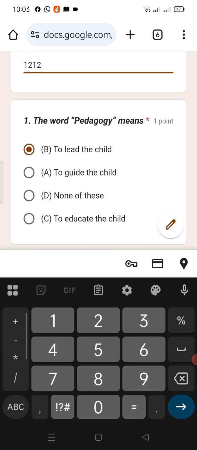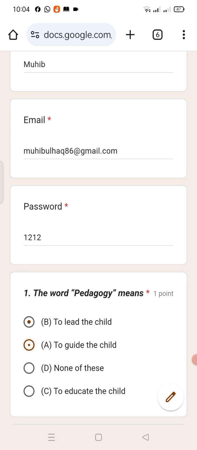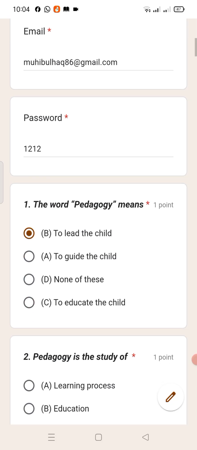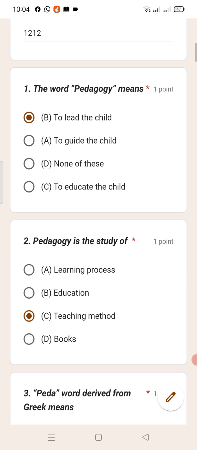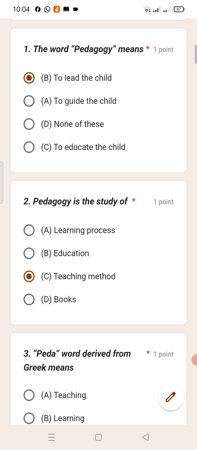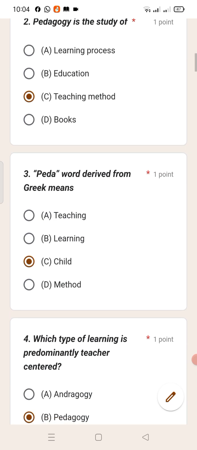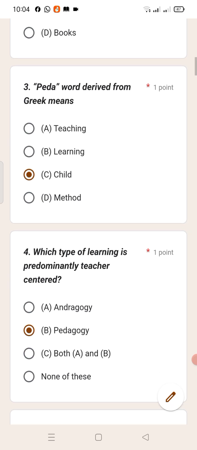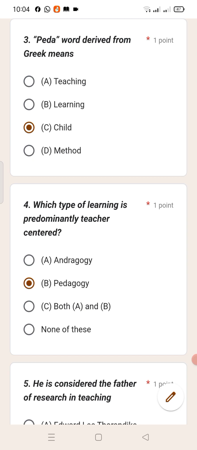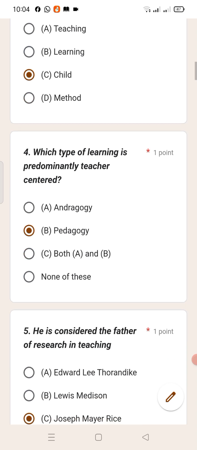So the word pedagogy means to lead the child, to guide the child. None of these to educate the child. So I think to lead the child is the correct option. Pedagogy is the study of teaching methods. Word derived from Greek means child, ठीक है. Which type of learning predominantly teacher centered? So यही pedagogy ही होता है क्योंकि ये टीचर सेंटर्ड है, ठीक है.